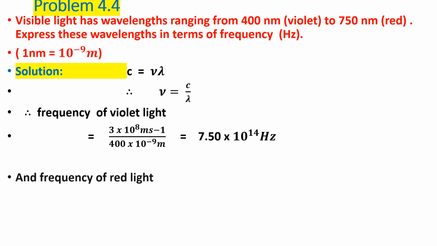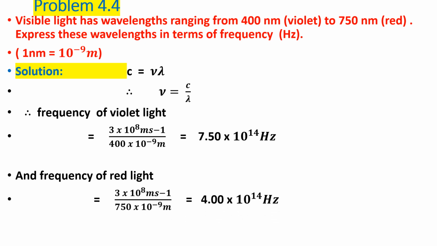This is the first value; now the second value, simply calculate. The frequency of red light is 3 into 10 raised to 8 meter per second upon 750 into 10 raised to minus 9. The answer is 4.00 into 10 raised to 14 hertz. Okay, then next problem.